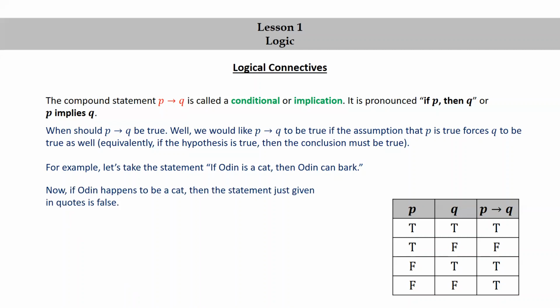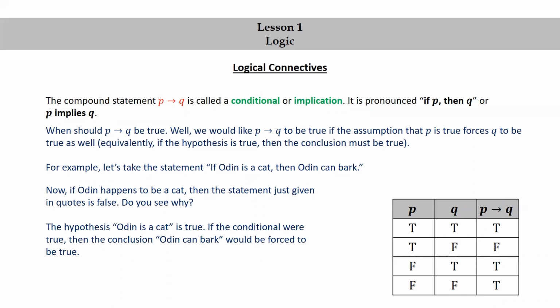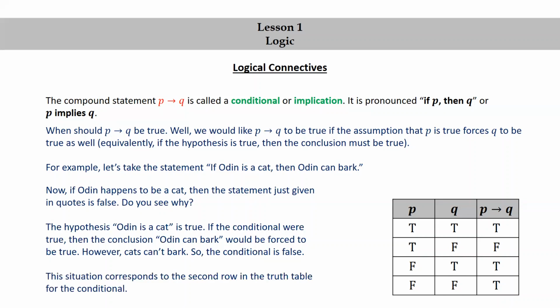Now, if Odin happens to be a cat, then the statement just given in quotes is false. Do you see why? The hypothesis "Odin is a cat" is true. If the conditional were true, then the conclusion "Odin can bark" would be forced to be true. However, cats can't bark. So the conditional is false. This situation corresponds to the second row in the truth table for the conditional.